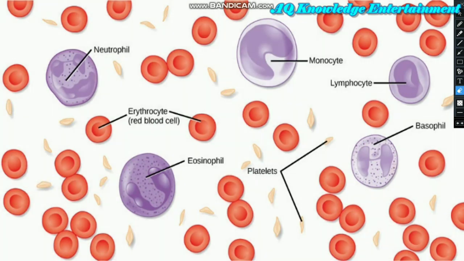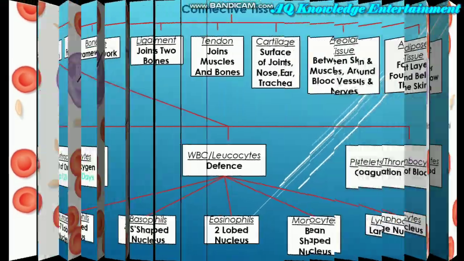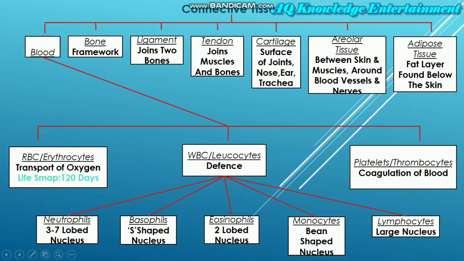Now let's just move back. Oh my god. Okay, go back. Yeah, so that was about the blood.